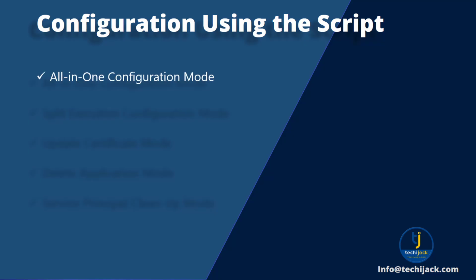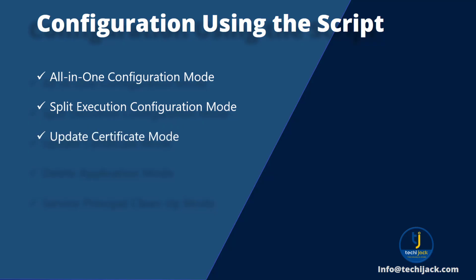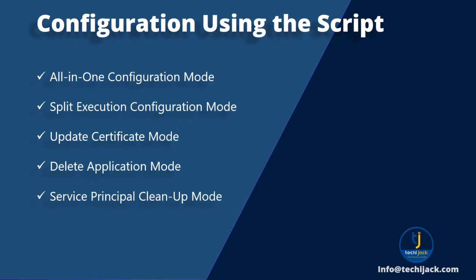Configuration using the script. We have all-in-one configuration mode, and this is the recommended way to configure this feature. To use this mode, run the script on a mailbox server with outbound connectivity. Split execution configuration mode: if your mailbox server does not have outbound connectivity to Microsoft Graph or Entra ID, you can run the script in multiple steps. Update certificate mode: this step is not required when configuring and enabling the dedicated hybrid application for the first time. This step can be used to update the certificate if the auth certificate expired or was replaced. Delete application mode: this is also not required when configuring and enabling the dedicated hybrid application feature for the first time.